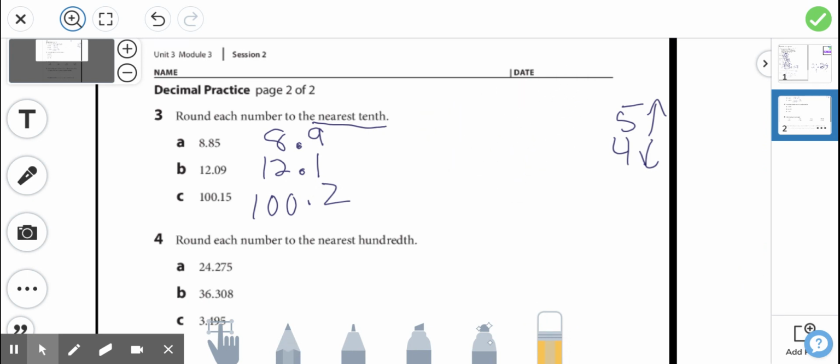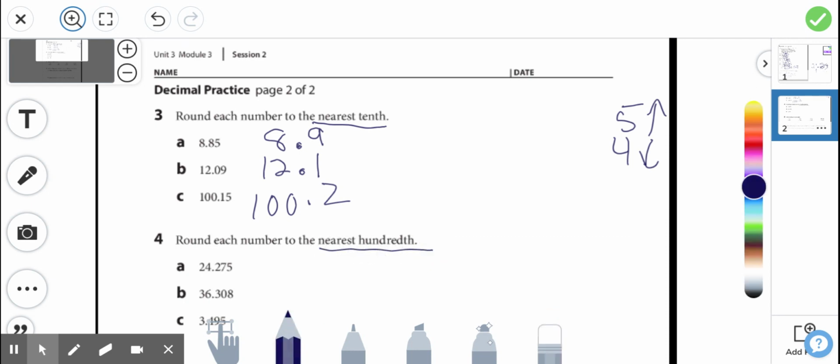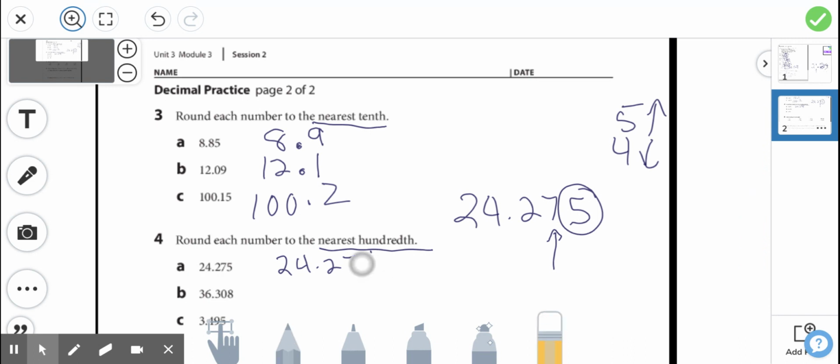Now we're rounding to the nearest hundredth place. Our number is 24.275. This is my hundredth place. This is my helper number. 5 or greater, we round this 7 to an 8. So we get 24.28.